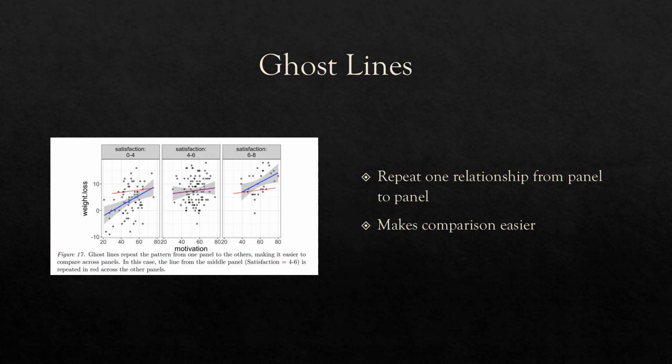Lastly, ghost lines are a function of the visualizations which allow you to repeat one relationship from panel to panel. This makes comparison of different models much easier, as you no longer have to pan from panel to panel, and that line is carried over for ease of interpretation.